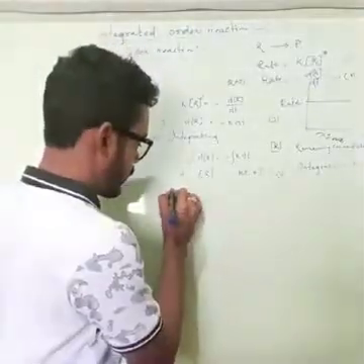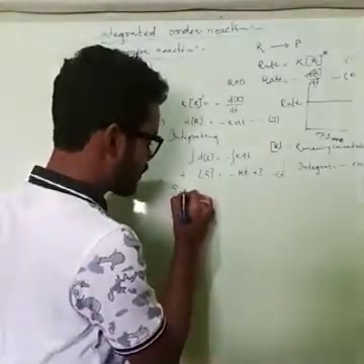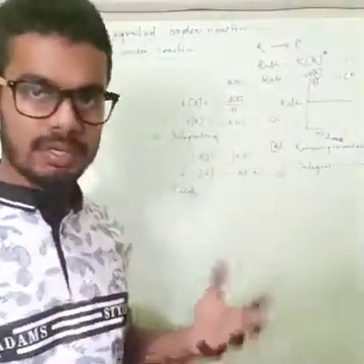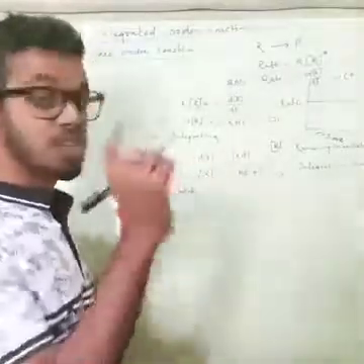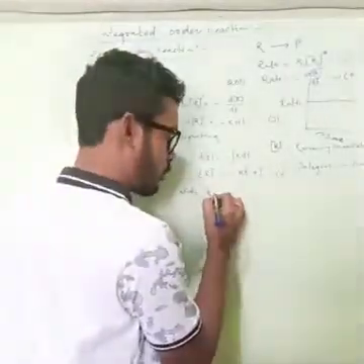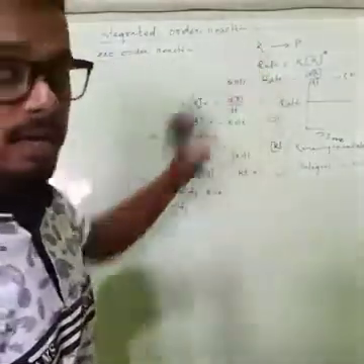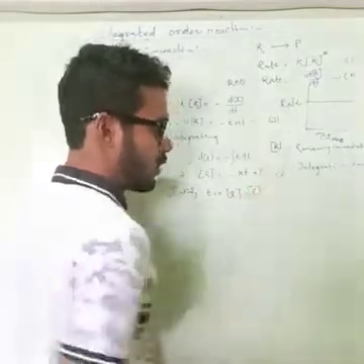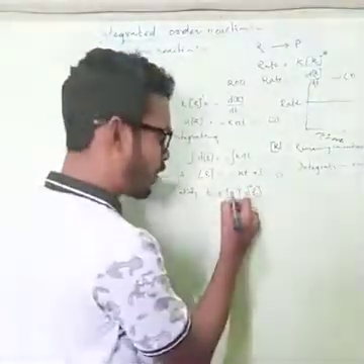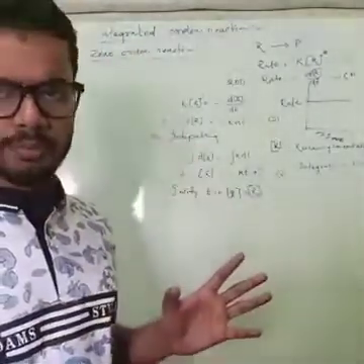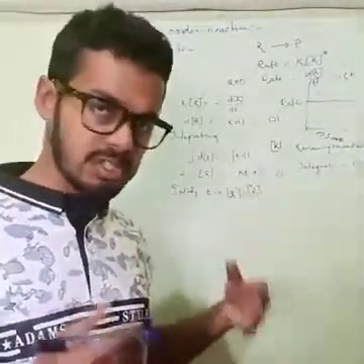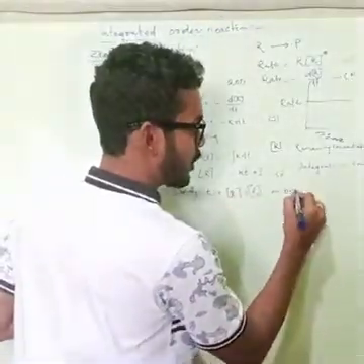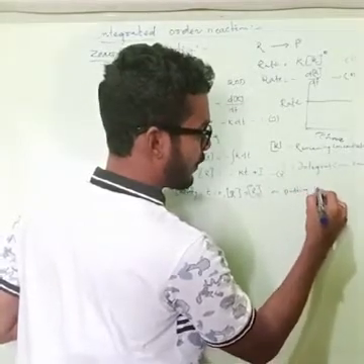Now initially, when the reaction is about to start, at t equals 0, what will be the concentration of R? Suppose the R concentration is R naught, which is the full 100% concentration at this moment. So on putting this value in equation 4, what are you getting?